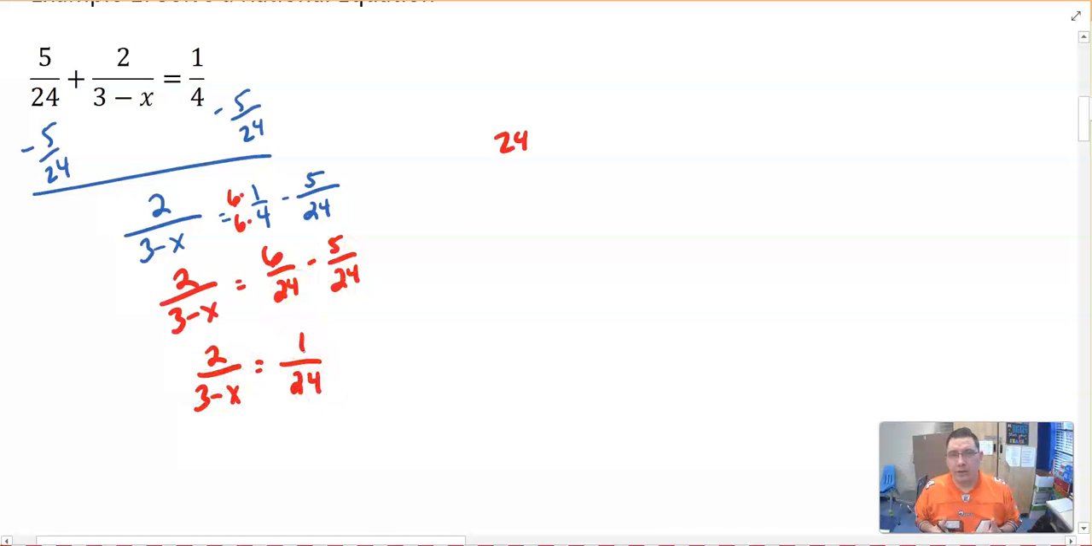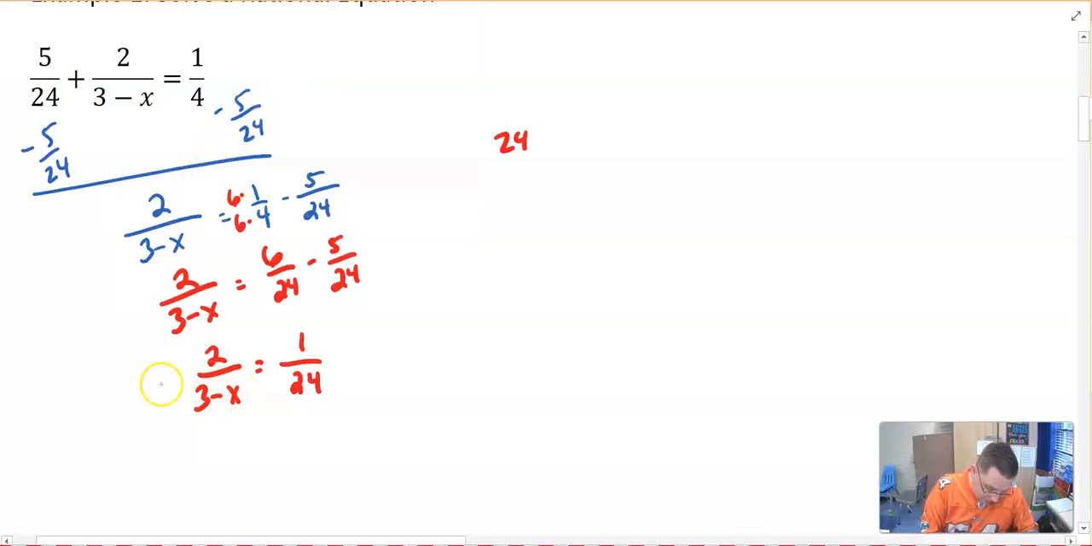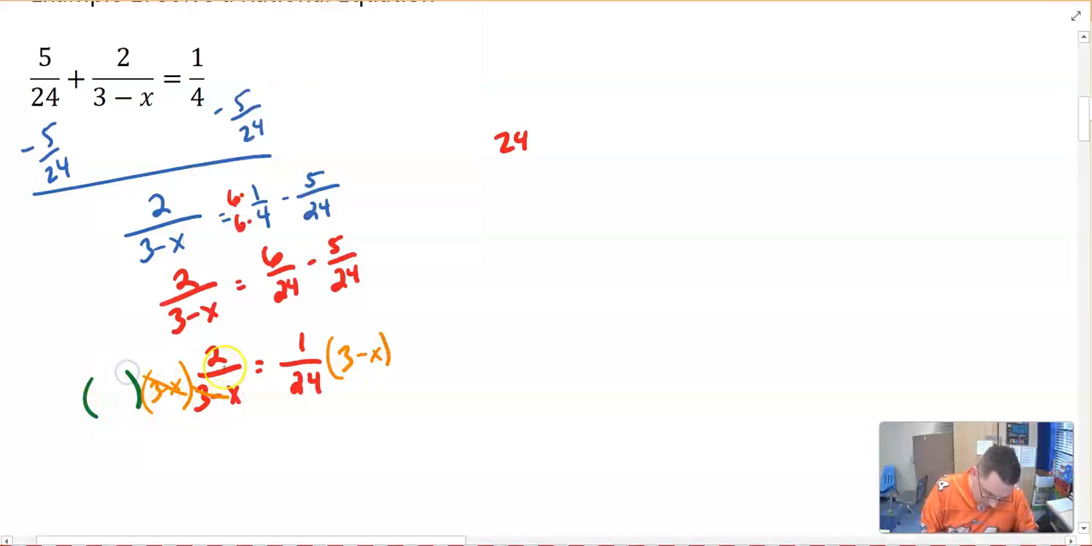Now, our next step here is to get rid of the fractions. And so we're going to multiply both sides by the two denominators. And so this side will get multiplied by 3 minus x. But remember, what we do to one side, we've got to do to the other, right? So we're also going to multiply this side by 3 minus x. And over here, this will cancel. And then we're also going to have to multiply both sides by the 24. That is the denominator on the right side. And that cancels that 24. And so what we're left with is 2 times 24, so that's 48. And we're left with 1 times 3 minus x, so that's 3 minus x.